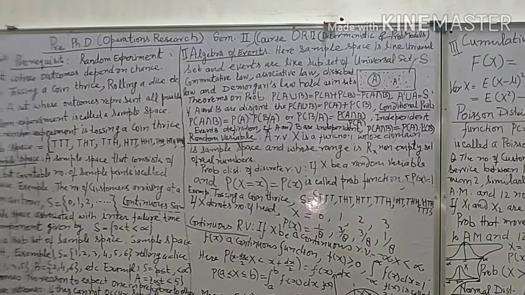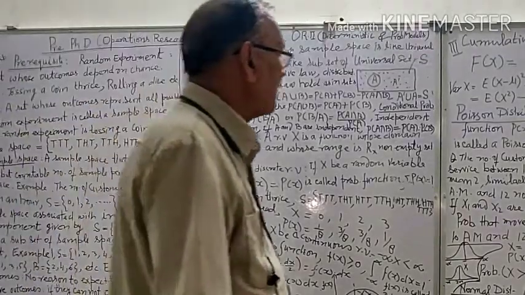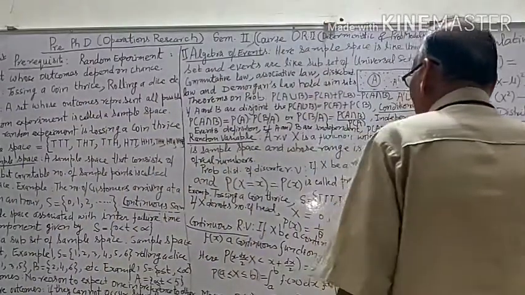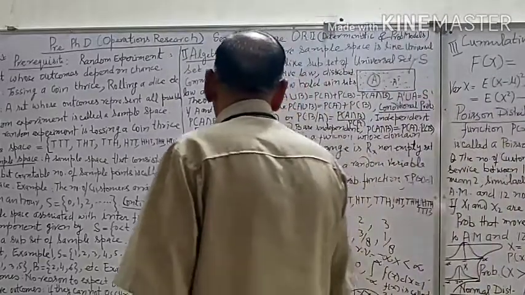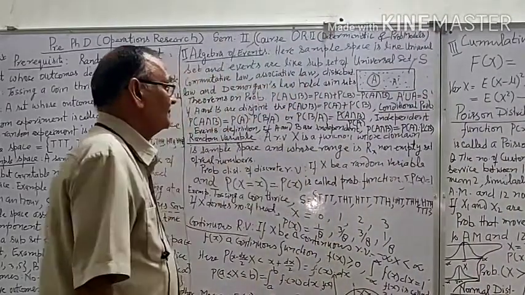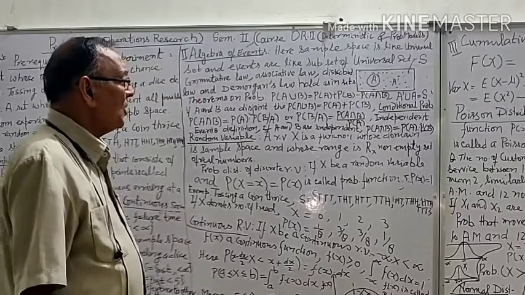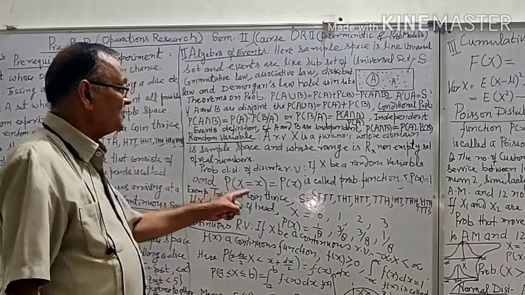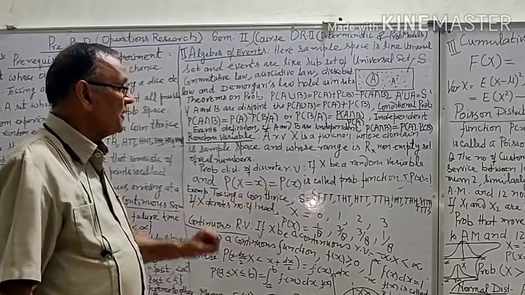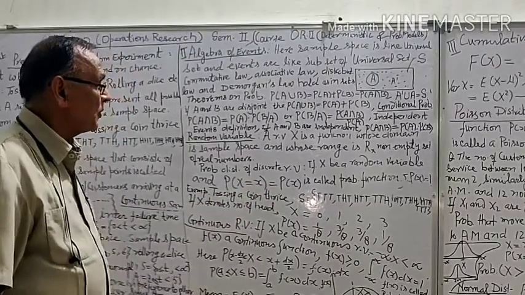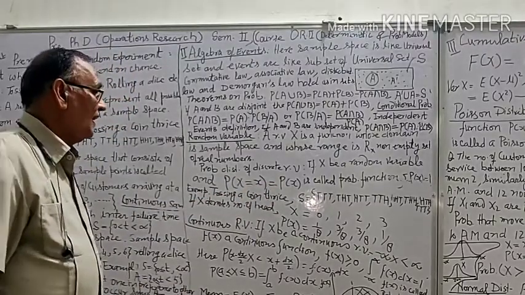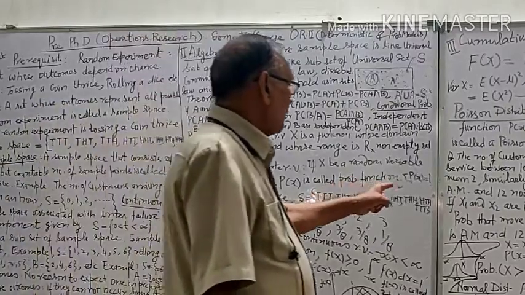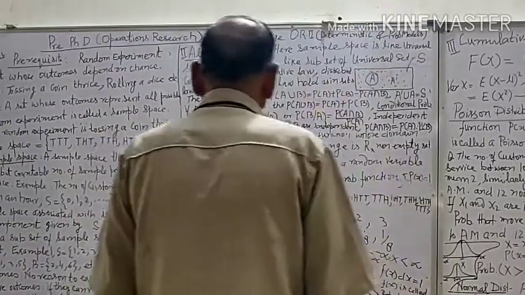Now, probability distribution of a random variable. If we have a discrete random variable which can have a countable number of values, then probability of x is equal to px. Here px is called the probability function, and the sum of all probabilities is always 1.